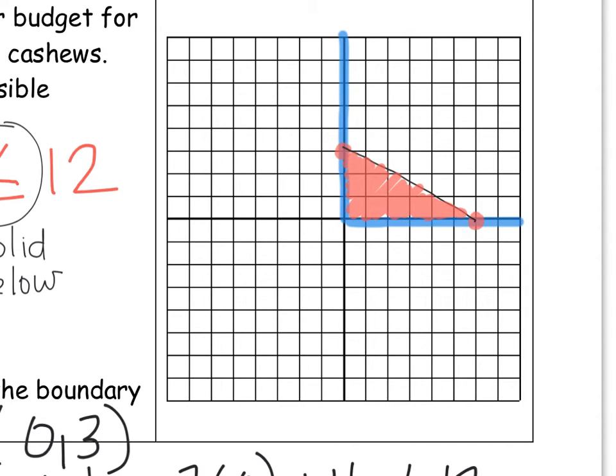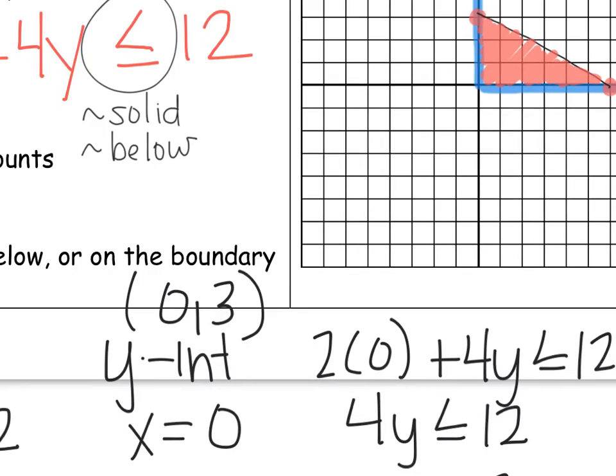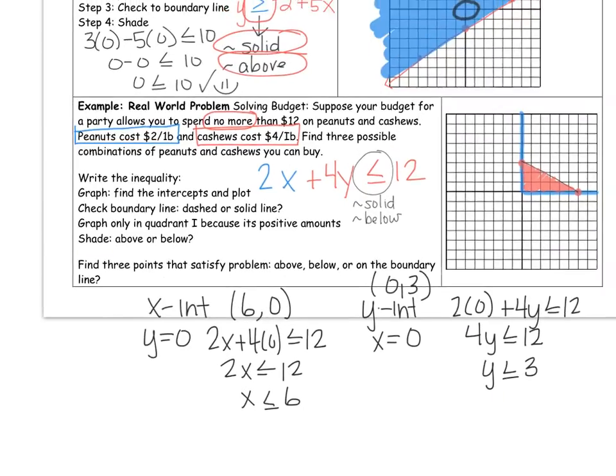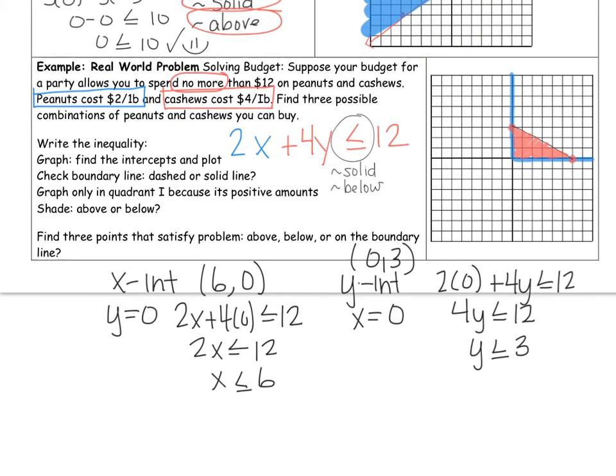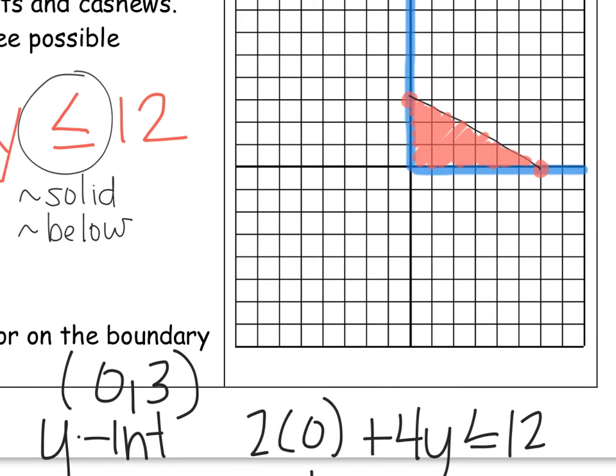Okay, so now we have our graph. We have to go back and answer the question. And the question was, find 3 possible combinations of peanuts and cashews that you can buy. So if my x-axis is my peanuts and my y-axis is my cashews, I'm just looking for points in there that will satisfy the equation. So that's what I'm looking for.